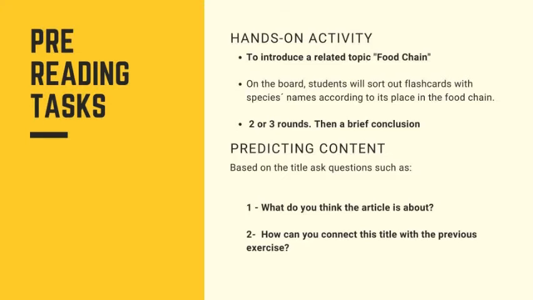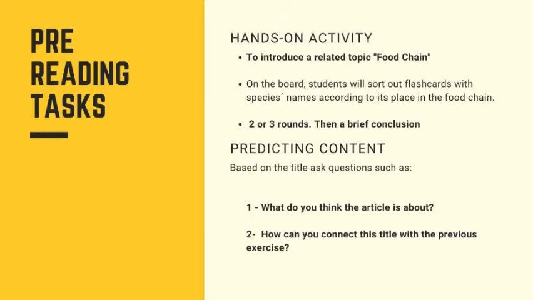The second part of the pre-reading is predicting content. We will show the students the title of the article, Crickets for Dinner, and conduct a very brief questioning with questions such as: what do you think the article is about? Based on the title, where do you think we can find this type of text? And how can you connect this title with the previous exercise? The idea is that they start developing a connection between the previous exercise, this questioning, and the text that is coming next.